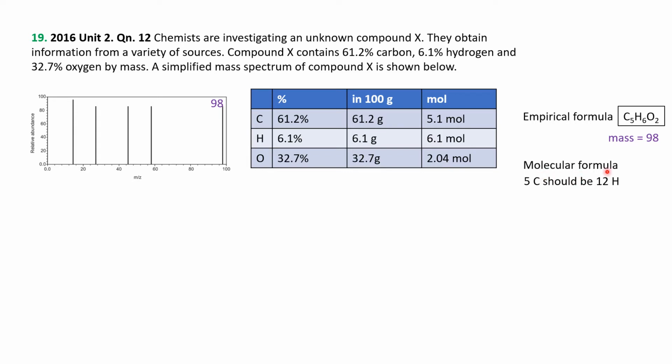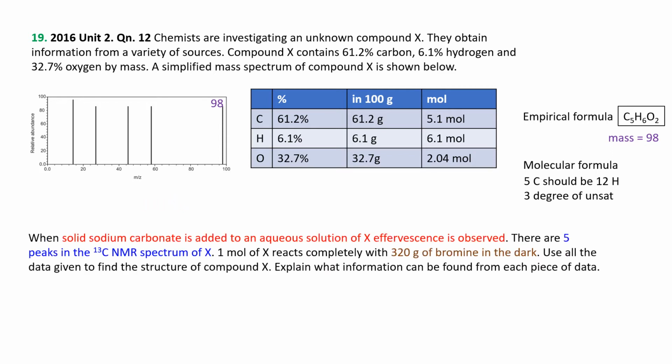Now, once we got this molecular formula, oxygens don't affect the number of hydrogens at all. 5 carbons should have 5 times 2 plus 2 or 12 hydrogens. As there's only 6 hydrogens, we're short 6 hydrogens, so we have 3 degrees of unsaturation. So we already know the molecular formula, we already know 3 degrees of unsaturation.